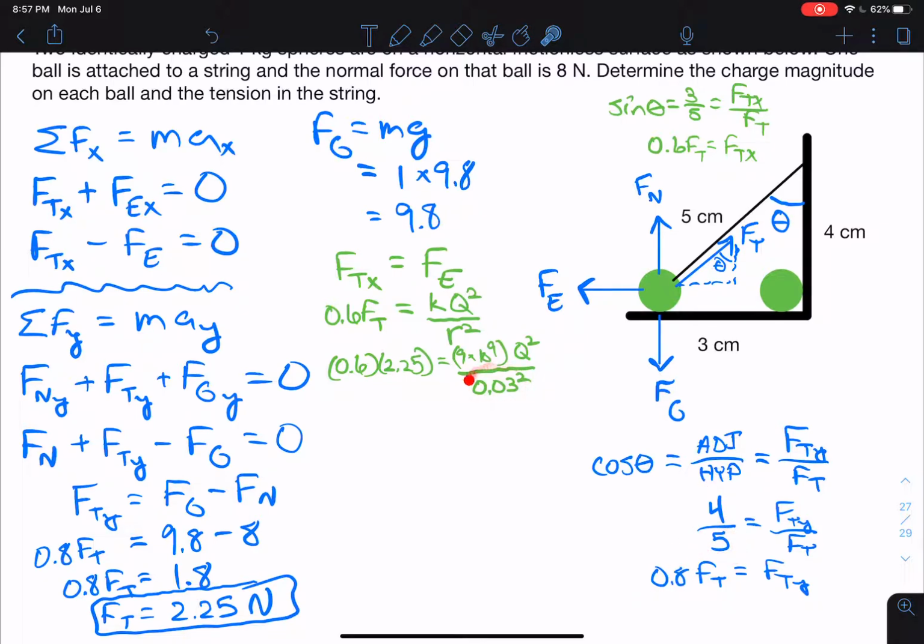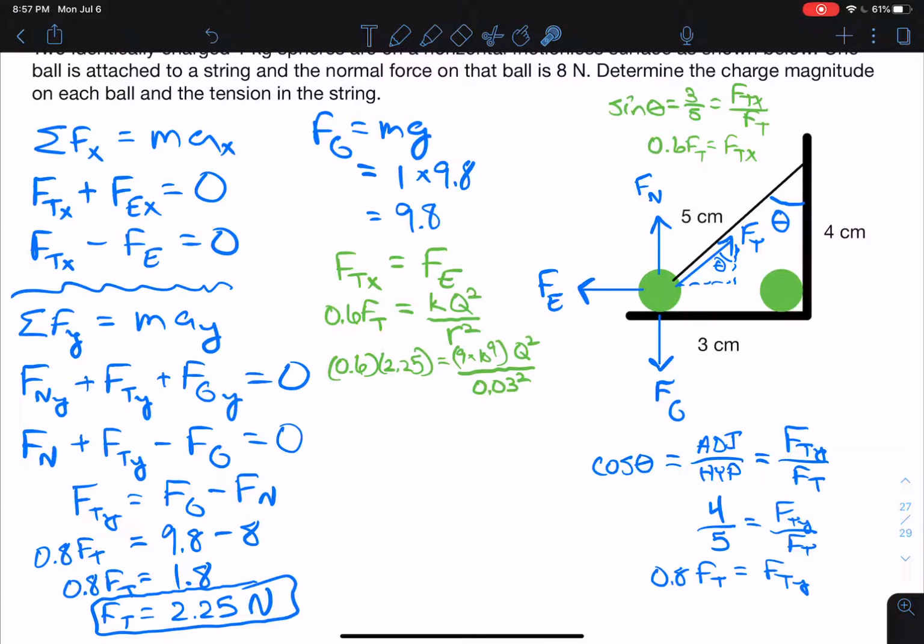Here, though, it has to be in meters because K is in terms of meters. We're using MKS units, so our constants are in MKS units, which means if we're using those constants, then guess what? Everything else has to be in MKS units. So that's why that has to be 0.03 there.